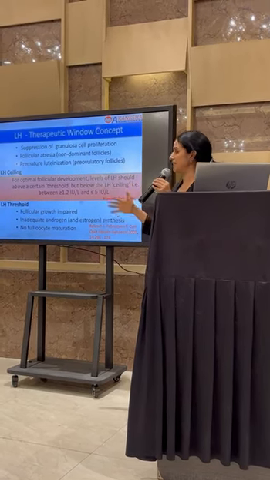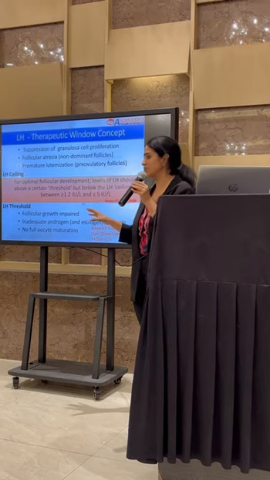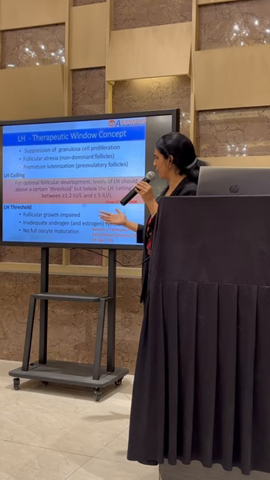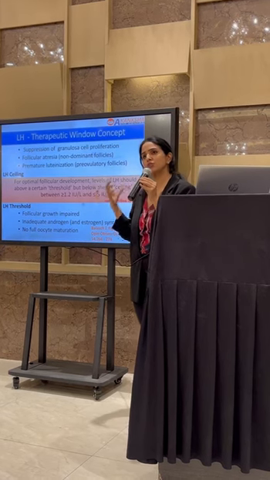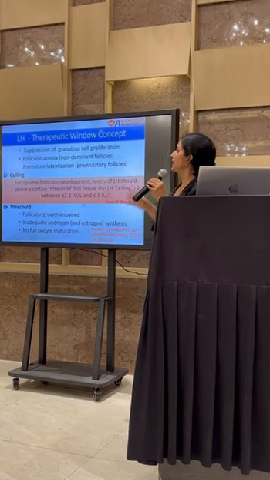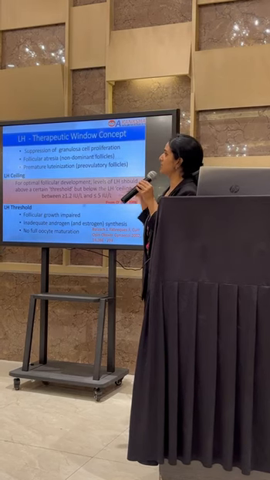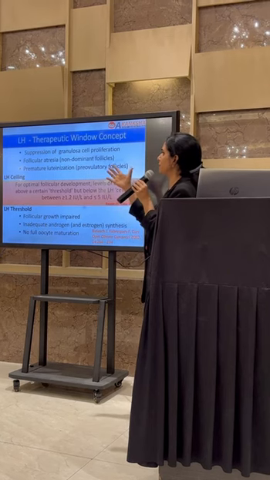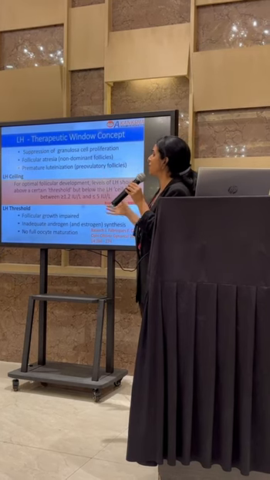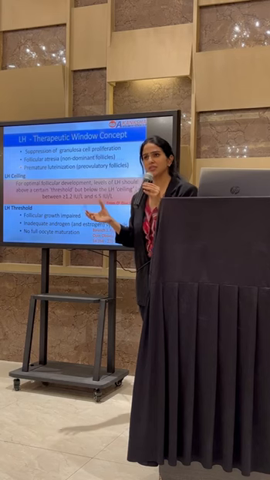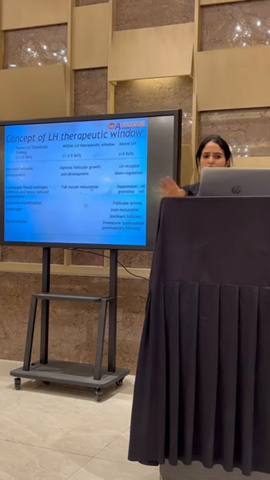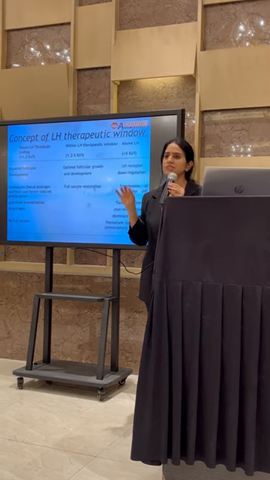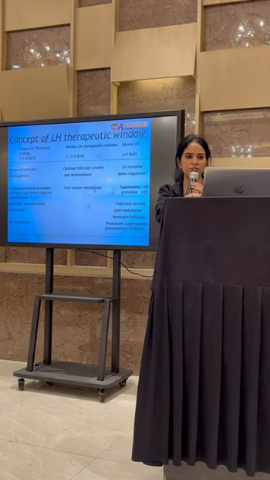because they have seen that if this threshold is not reached, then follicular growth is impaired. There is inadequate androgen secretion, and oocyte maturation is also not complete. But if the LH levels are above the normal range, then what will happen? There will be suppression of granulosa cell proliferation, follicular atresia, and premature luteinization can happen. So this is the same slide: within the therapeutic window we have to keep LH at 1.2 to 5 international units.